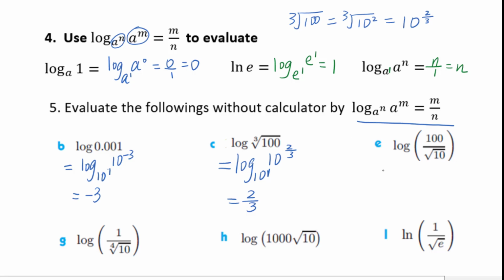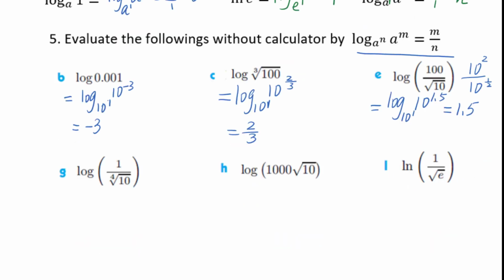For E, your goal is to make the same base for the base and the argument. Common log base is 10. 10 to the first power. For 100, we can write down 10 squared. Square root of 10, that is 10 to the 1/2 power. 2 minus 1 over 2 will be 10 to the 1.5 power, equals 1.5 over 1 is 1.5.